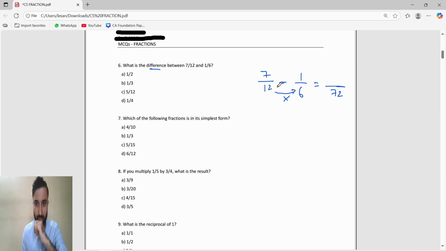Then cross multiply. 7 6 the 42. 42 minus 12, 30 by 72. Okay, 30 by 72 is not in simplest form, so we can simplify. So it will cancel by 6, right? So it will become 5 6 the 30, then 12 6 the 72. 5 by 12. Answer is 5 by 12.